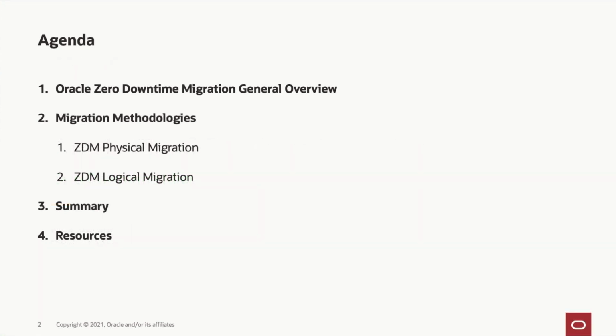Let's start first with today's agenda. I'm going to be talking about the overall overview of the product. So I'm going to be making an introduction about Oracle Zero Downtime Migration, how it works, its architecture, what we had in mind when the product was being developed, and how it can help you. Then I'm going to move on to migration methodologies. And I'm going to be talking about how ZDM can work with physical migration and with logical migration, and how each one of them can help you with different scenarios when you're migrating your databases to the Oracle Cloud.